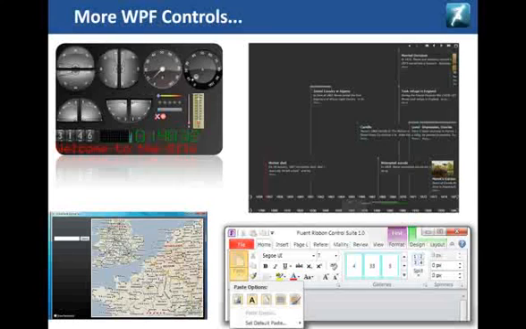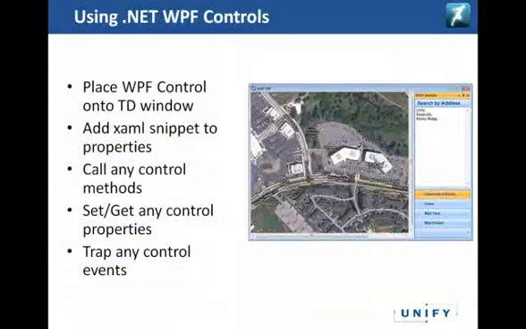So if you want to use .NET WPF controls, what you do is you place a WPF control onto the TD window, and you add a XAML snippet to its properties. In the attribute inspector for a WPF control, you have the ability to add a XAML snippet. I can't go into much detail today on XAML, but XAML basically is the underlying language that defines the user interface of .NET WPF applications. XAML is written in XML and defines every aspect of the layout of the application. And you can call any of the WPF control methods from the TD application. You can set and get any of the control properties and trap any of the control events.